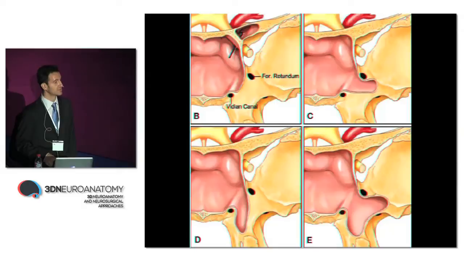As you can check in these pictures, we are always using this anatomical line as a reference. This is the line between the vidian nerve, located medially and inferiorly, and the foramen rotundum, located superiorly and laterally.